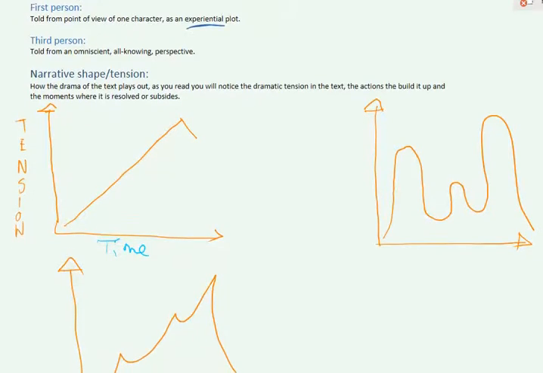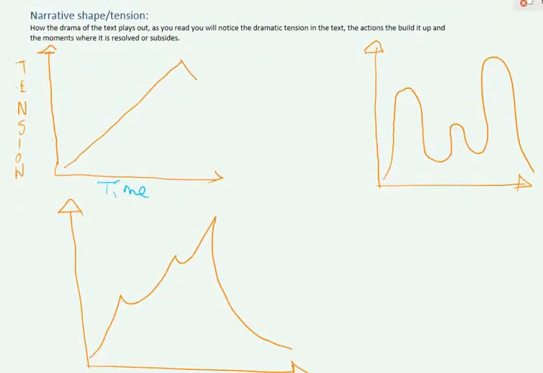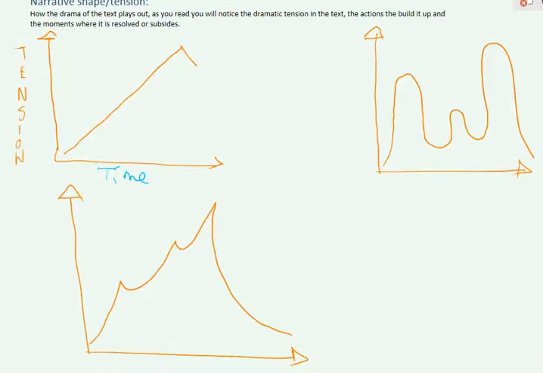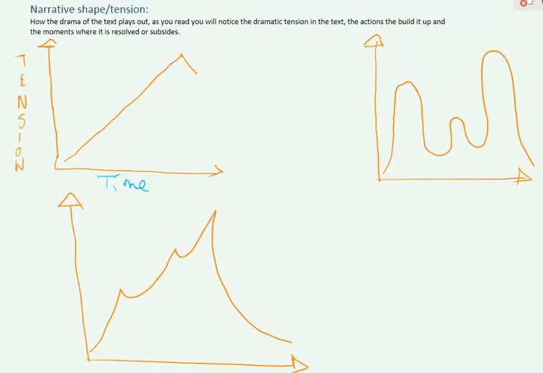person narrative. Now, the final thing I want to cover in this tutorial is discussing what narrative shape or tension is. And that's basically how the drama or the action of a text plays out. Whenever you read a book, you notice that there is some form of tension or action being created in the text. And what happens is they build up to moments where it resolves or something happens that makes the action or tension subside for the moment or ultimately.